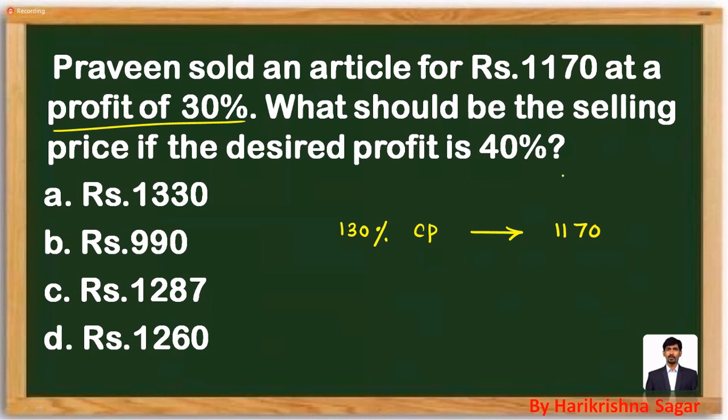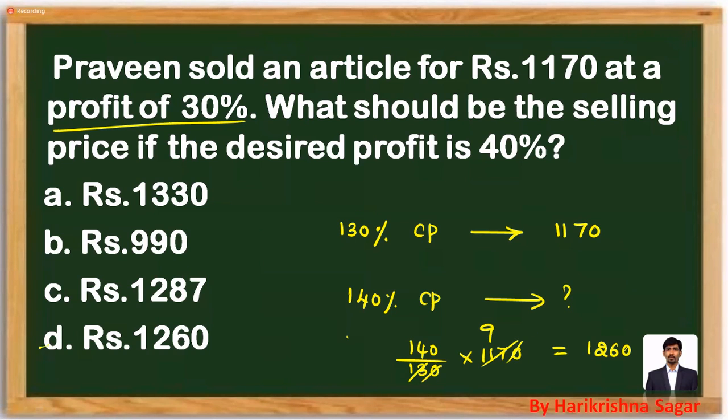So desired profit is 40% means 140% of the cost price will be equal to how much? So we can say 140 divided by 130 into 1170. 0 cancel, 13 ones are 13, 13 nines are 117, so 9 remains. 14 into 9 is giving a result as 126. 1260 is the answer. Mark it as option D.